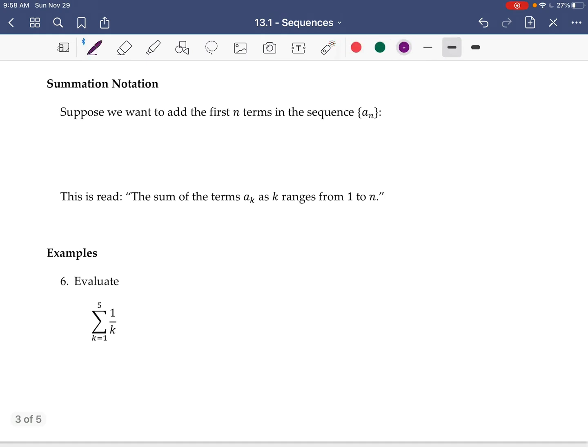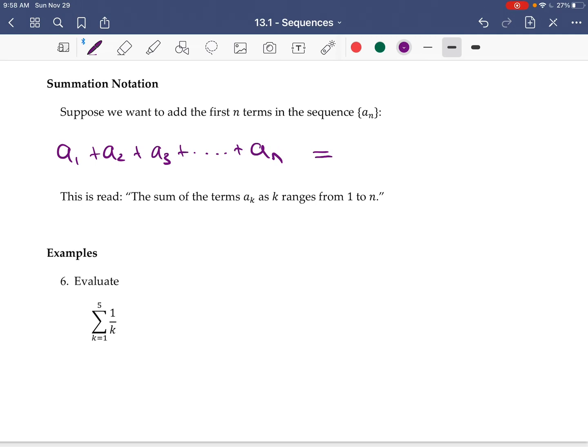Okay, so something else that we use is called summation notation. Suppose we want to add the first n terms of a sequence. The sequence is a_n. So what I want to do is a_1 plus a_2 plus a_3, and I want to add until I get to a_n. There's a way that I can write that.